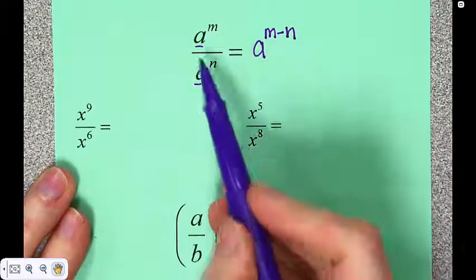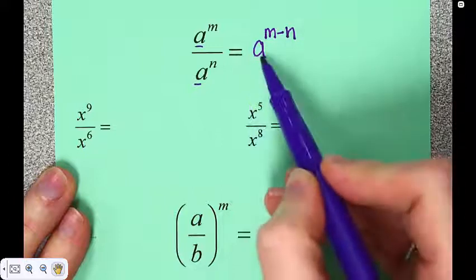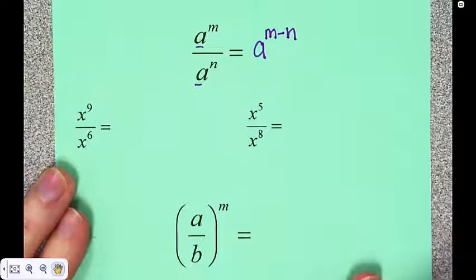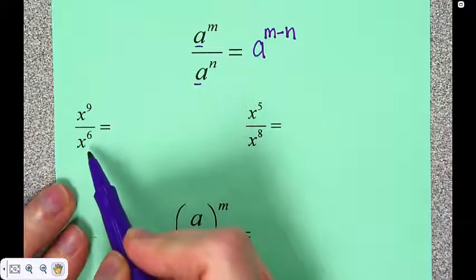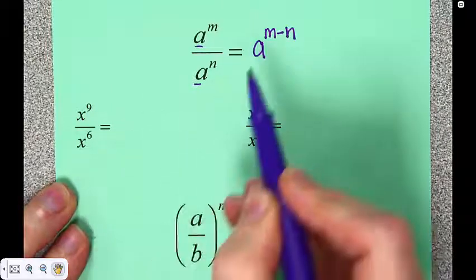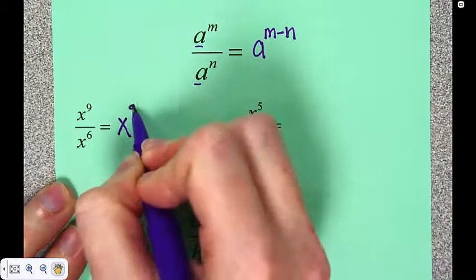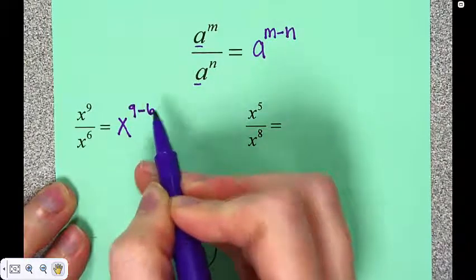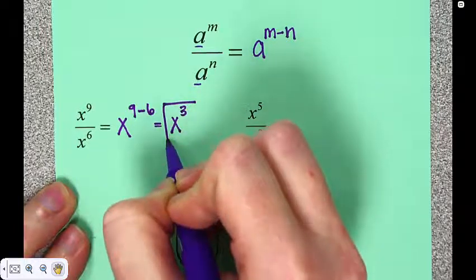So if we have a to the m divided by a to the n, we're going to actually have an answer that is a to the m minus n. Let's work a couple example problems. Here we have x to the 9th divided by x to the 6th. Notice that the x's are the same, so we can go ahead and use this property. So we're going to have x to the 9 minus 6, and then 9 minus 6 is 3. So our answer would be x to the 3rd.